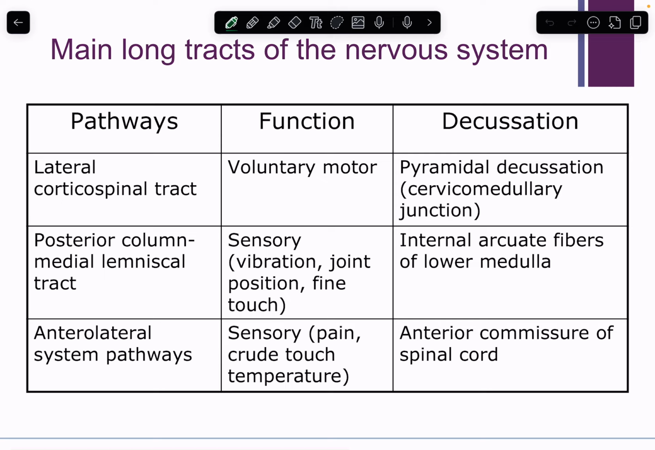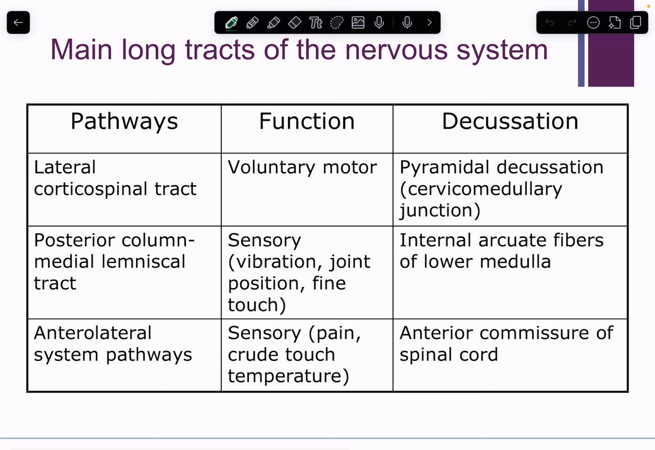The lateral corticospinal tract. Its function is primarily responsible for voluntary motor control, especially for fine skilled movements in the distal limbs, such as our hands and our fingers. So where's the pathway or decussation? The pathway begins in the motor cortex, where the upper motor neurons originate. These neurons then descend through the internal capsule and the brainstem, and then reach the medullary pyramids in the medulla, which is in the lower brainstem.